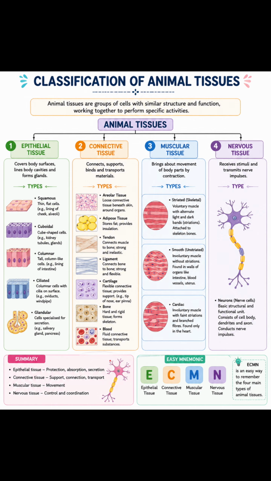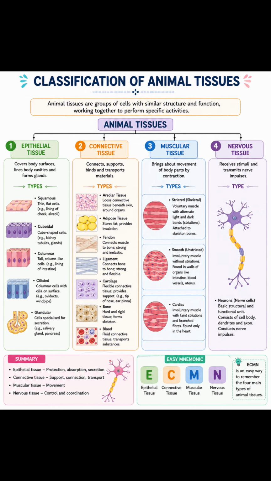Columnar cells, these are column-like cells, and it is present at the intestinal layer. Next is ciliated epithelial tissue, which has cilia on the surface. It is also columnar in shape. It is also a column-shaped cell which are performing together and have cilia on it. It is present in the oviducts. And then is glandular epithelium, which is specialized for any type of secretion. It is present in our salivary glands.